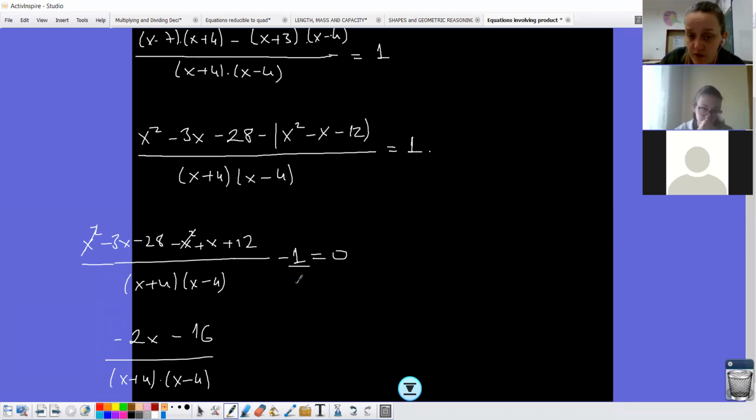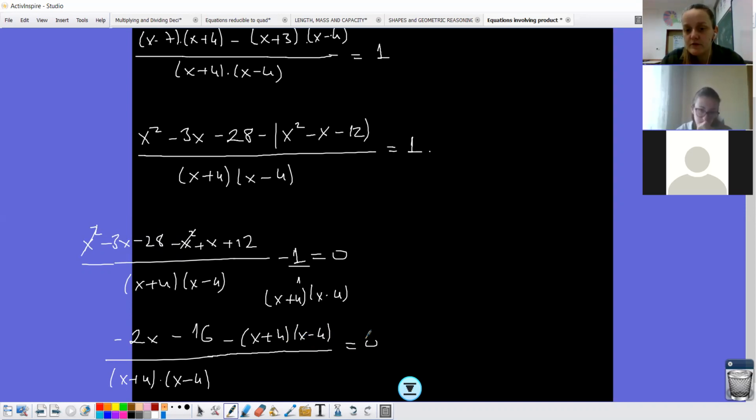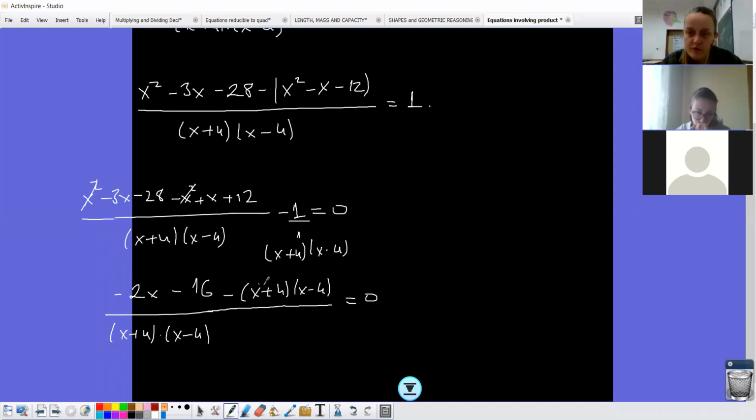Now here, we know that we have 1 in the denominator. So I need to multiply it with x plus 4, x minus 4, yes? Then I will get here, let's make it bigger, minus x plus 4, x minus 4 is equal to 0. Now I have one more thing to open here: x squared minus 4 squared.